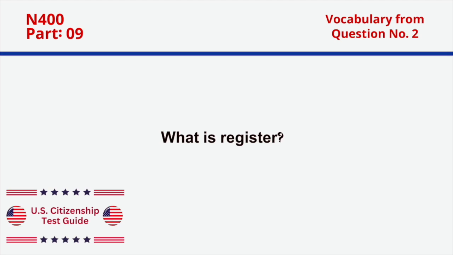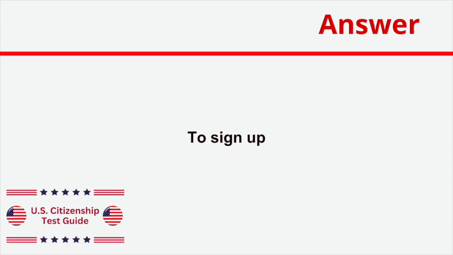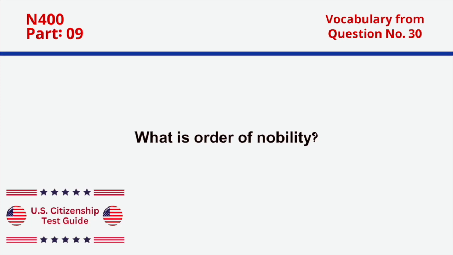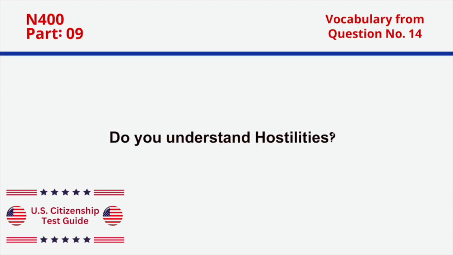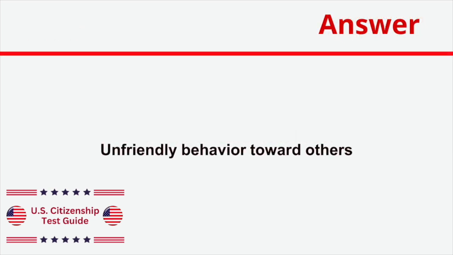What is register? To sign up. What is order of nobility? Like king or queen. Do you understand hostilities? Unfriendly behavior toward others.